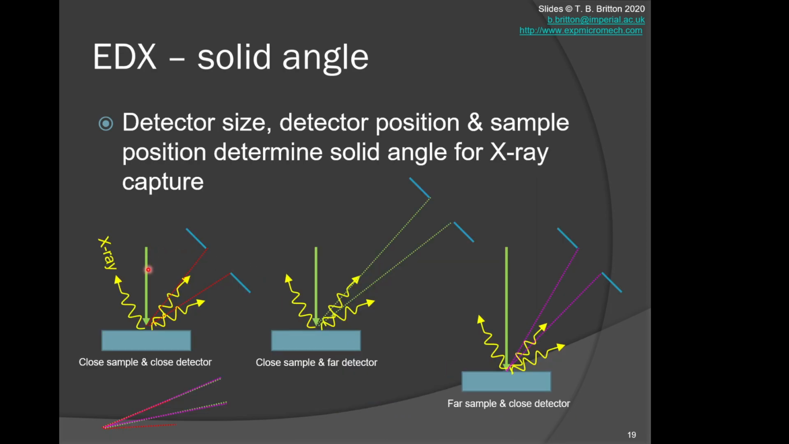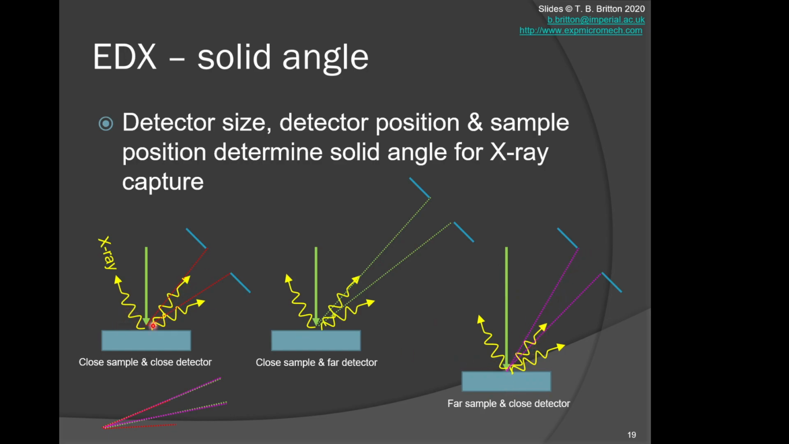The important aspect also is how many counts do you get? Well, that's dependent on the solid angle. The solid angle is dependent on the area of the SDD that we'll see a bit later. But it's also dependent on the position. So in this example, I've just pulled the detector backwards, and we can see immediately that the solid angle seen by the detector is lower. In this second example, I've moved the sample further away, and again, the solid angle is smaller.